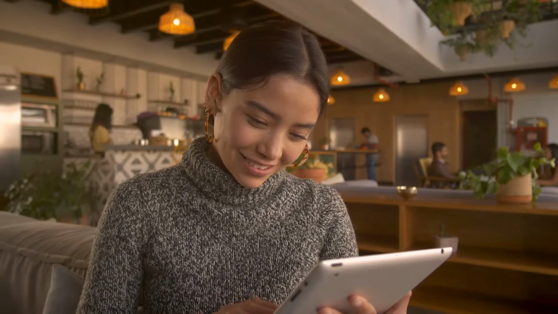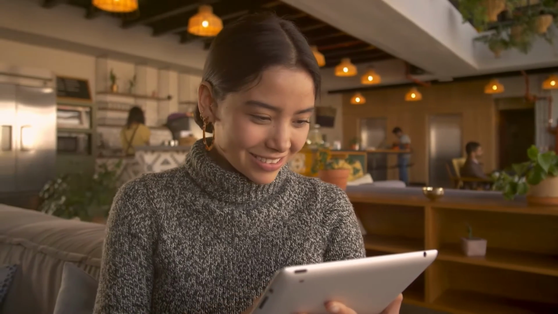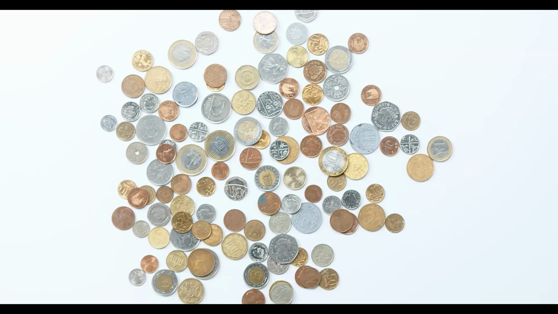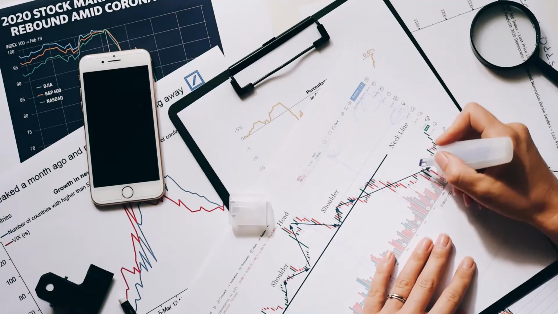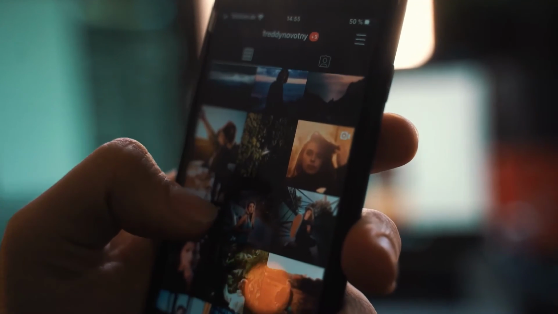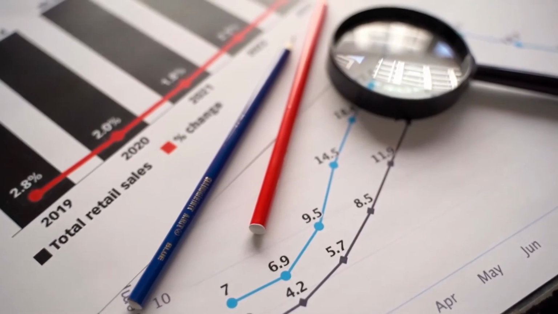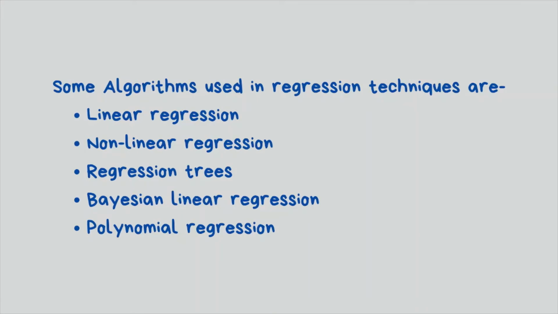Regression is easy to understand and is very important as it provides the basis for more advanced machine learning techniques. Regression has its application in a range of disciplines like finance, businesses, investing, trend in social media, GDP growth, etc. Some algorithms used in regression techniques are linear regression, non-linear regression, regression trees, Bayesian linear regression, polynomial regression.